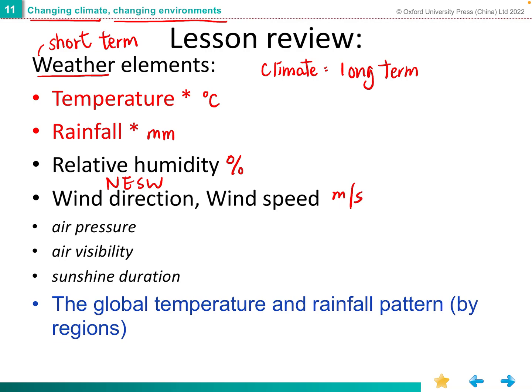And we have 3 more of them. They are air pressure, air visibility, and sunshine duration. These weather elements we will learn more in S4 geography. And we have also touched upon the global temperature and rainfall pattern by regions.